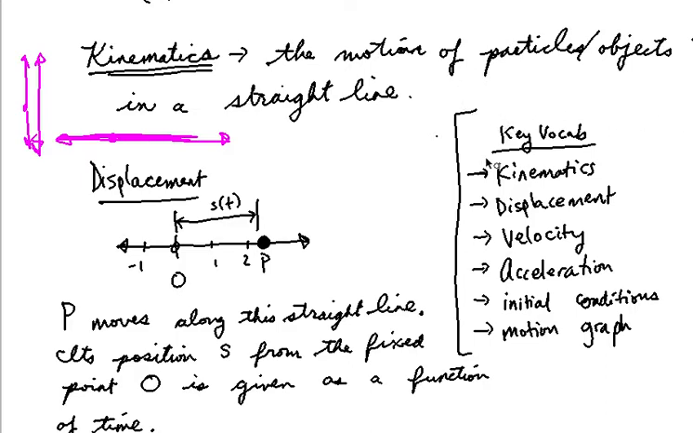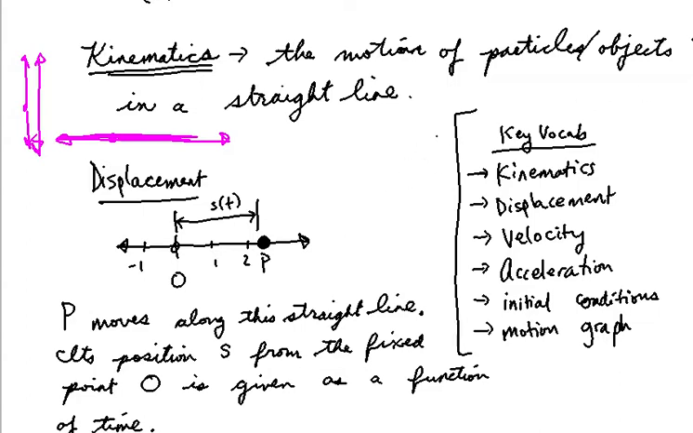Okay, here are some key vocabulary words that you might want to write down. And these words will be going through one by one throughout this video. Kinematics, displacement, velocity, acceleration, initial conditions, and motion graph. Okay? If you have taken a physics course or are in a physics course, some of these words should be very, very familiar to you. You may not have learned it in the context of calculus, so if that's the case, then this will be another way for you to interpret some of the physics concepts that you've learned in those classes.